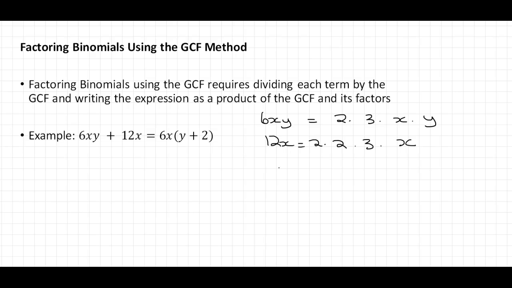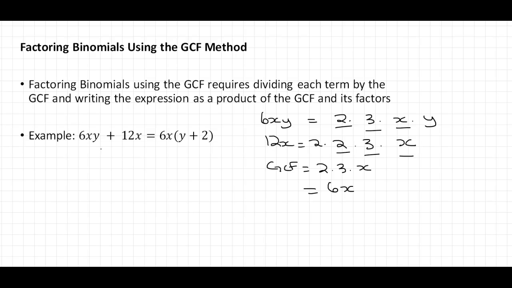So now what we're going to do here is find the greatest common factor. The greatest common factor is going to be the term that appears for 6xy and 12x. So we can see there's a 2 for 6xy, there's a 2 for 12x. There's also a 3 for 6xy and a 3 for 12x. What else? We have an x for 6xy and another x for 12x. So now what is the greatest common factor? That's going to give us 2 multiplied by 3 multiplied by x, which is going to give you 6x. So now we found the greatest common factor.